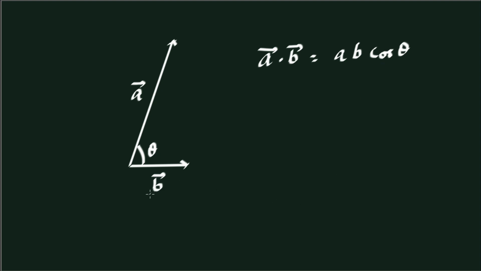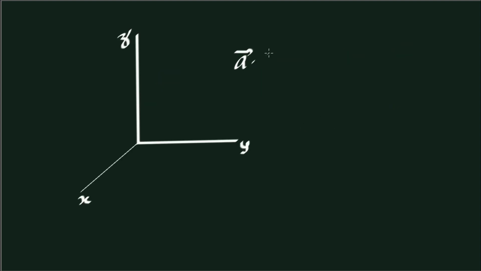Now if the angle is obtuse, the answer will be negative. So the dot product can be negative or positive. We can also write down the dot product as AX times BX plus AY times BY plus AZ times BZ. Now we can use these two definitions to find the angle between two vectors.